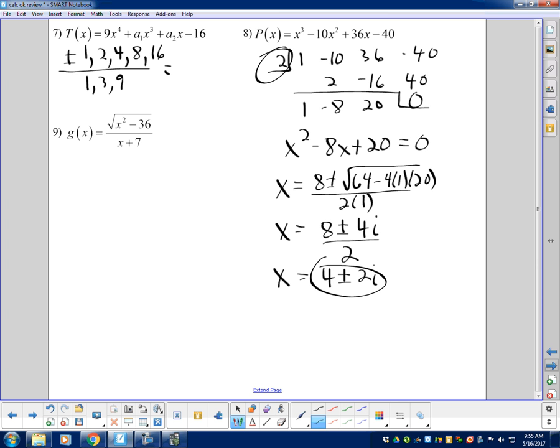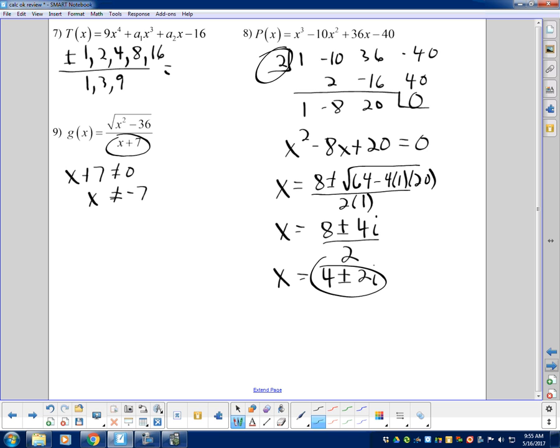Number 9 says, what is the domain of this function g of x? And can you write it in interval notation? So let's kind of pick this apart. We know, pretty common, that here on the bottom, x plus 7 cannot equal 0, right? So x cannot equal negative 7. So we know that right off the bat.